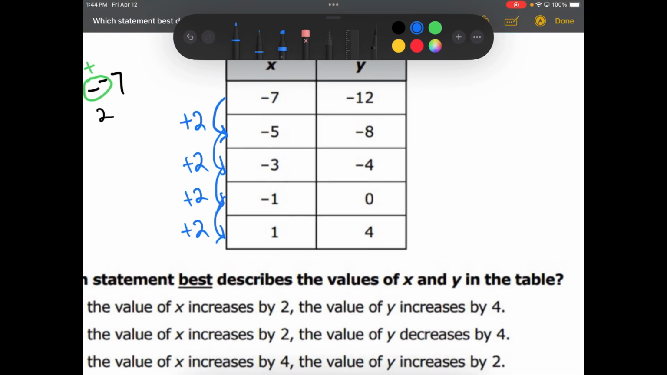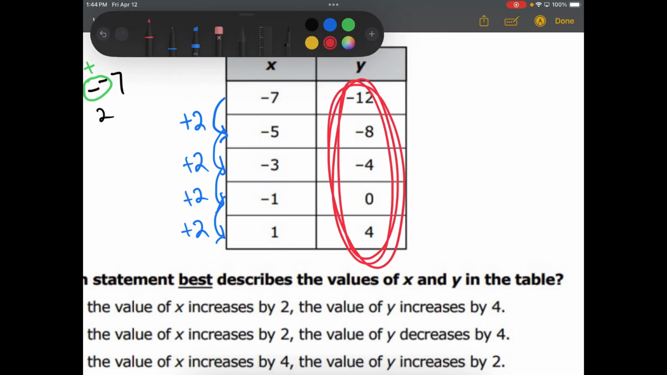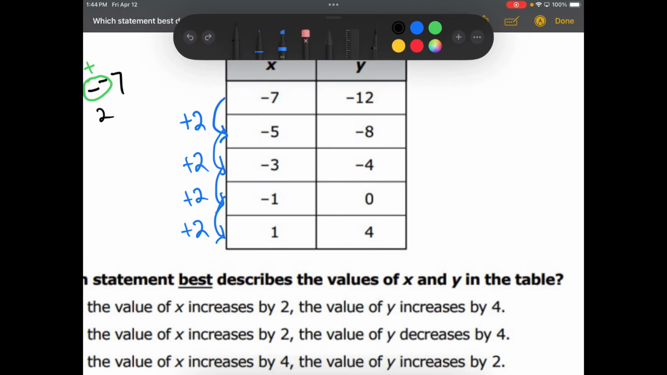So let's go. Now we're going to look at the Y. Do the same thing. Take -8 minus -12 because I'm trying to figure out how they are changing. All right, what'd you get? 4. So we can say -12 to -8, it's increasing by 4. So now let's check it. -8 plus 4, is it giving me -4? If I type -8 plus 4, do I get -4? Yes, I do. So that's increasing by 4.